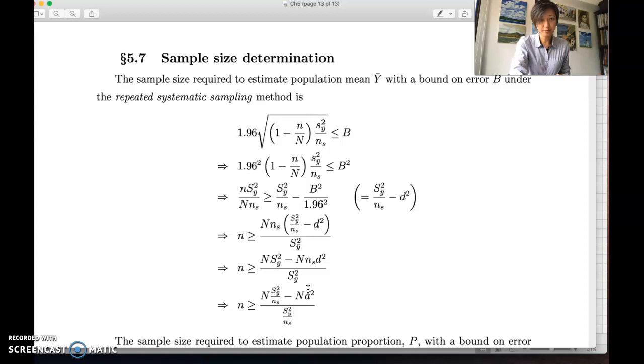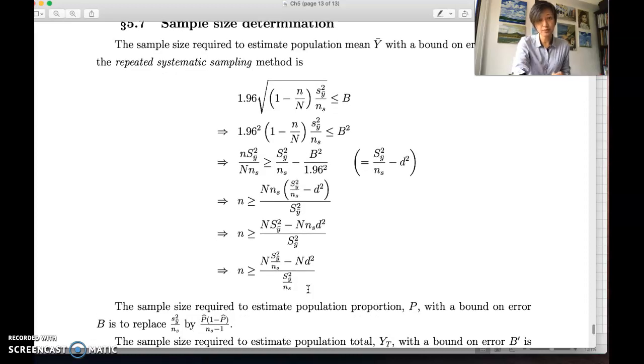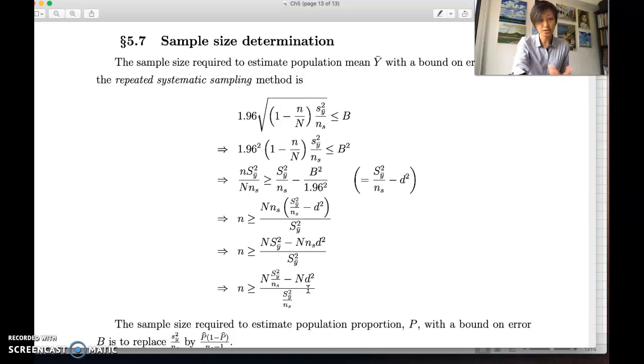Okay, so I hope you enjoyed chapter 5 on systematic sampling, and later on we will move on to chapter 6 on a more generic cluster sampling scheme. Okay, good luck.